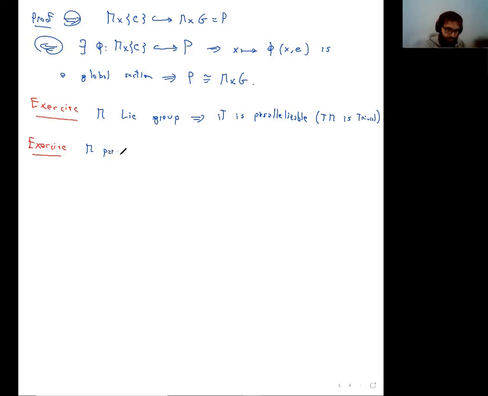So M is parallelizable if and only if the frame bundle, which, recall, is the principal bundle with the same transition functions as the tangent bundle of M, is trivial. Okay. And again, this should use what you just saw.